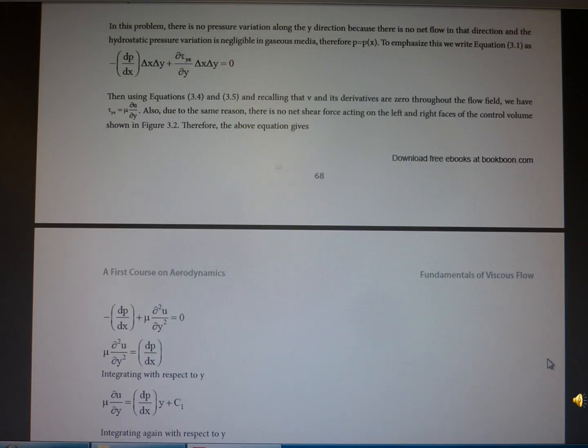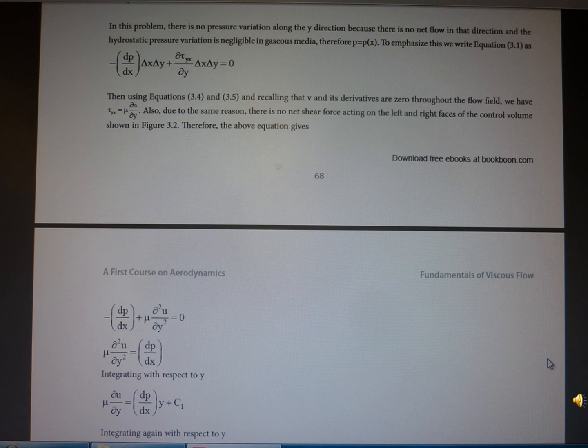The equations, we continue. So the hydrostatic pressure equation can be written: minus ∂p/∂x plus ∂τ_yx/∂y equal to 0. So therefore minus ∂p/∂x plus μ ∂²U/∂y² equal to 0. Then μ ∂²U/∂y² equal to ∂p/∂x. So then μ ∂U/∂y equal to ∂p/∂x y plus C1.